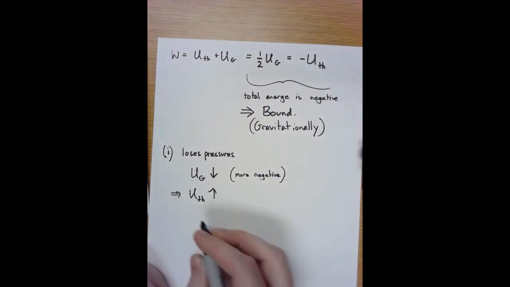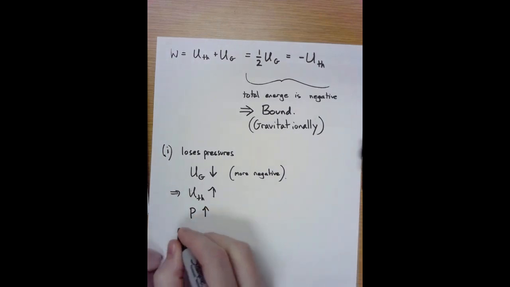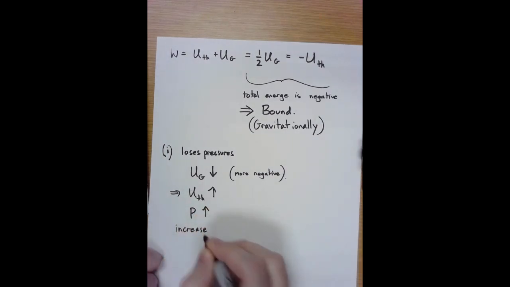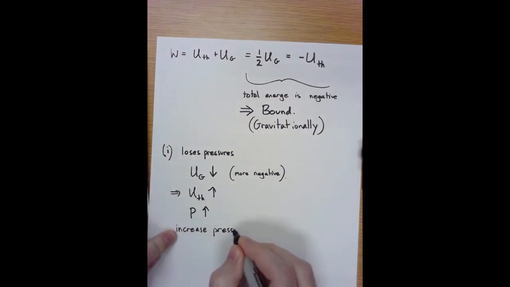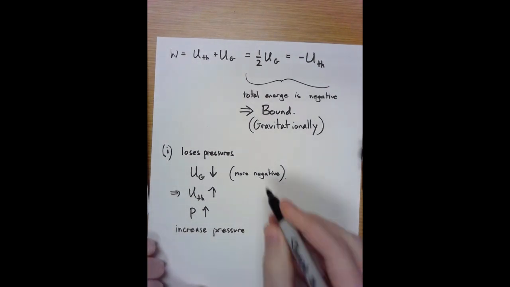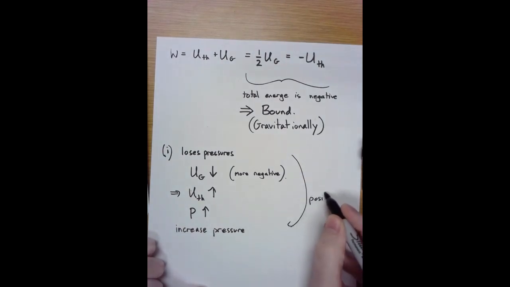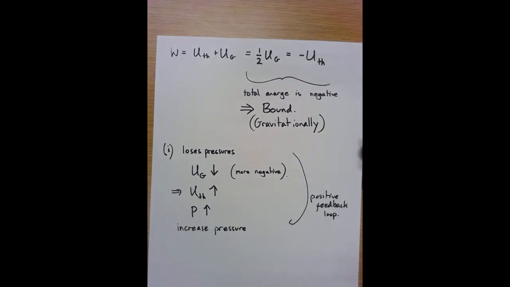And if the thermal energy increases, then the pressure, which is related to the thermal energy, increases. And so the net result of losing pressure is that the pressure increases inside the star. And therefore the star can stabilize. So there is, in a sense, a positive feedback loop. That means that the star is stable to losses of pressure. You lose pressure, the star contracts, thermal energy increases, which means it heats up, and therefore the pressure increases and restabilizes the star.